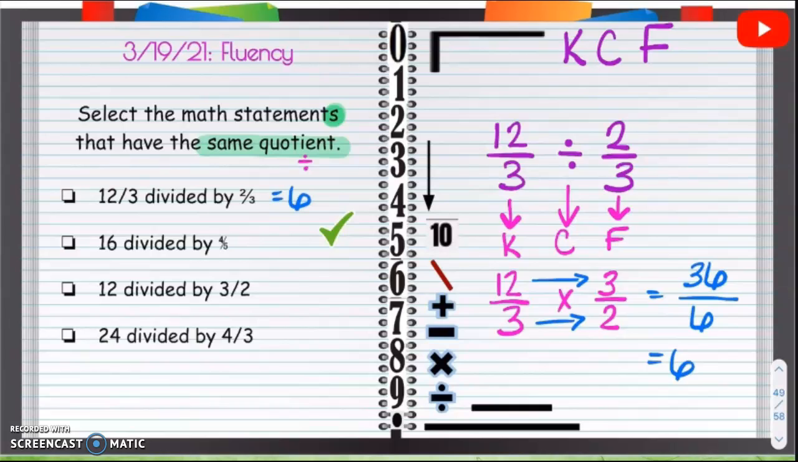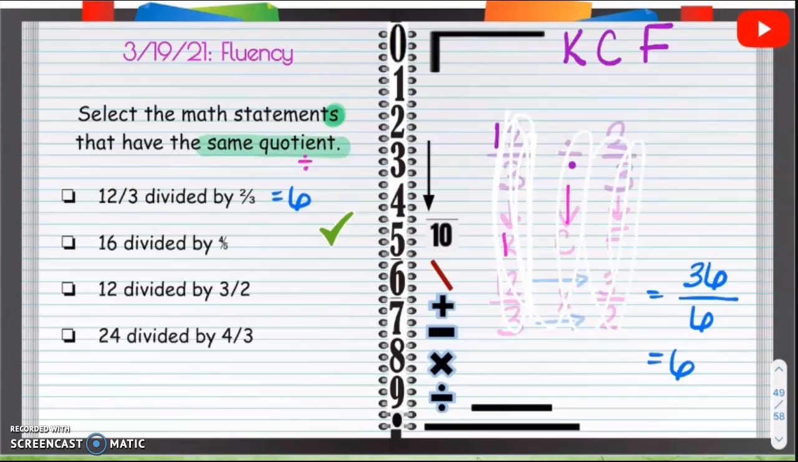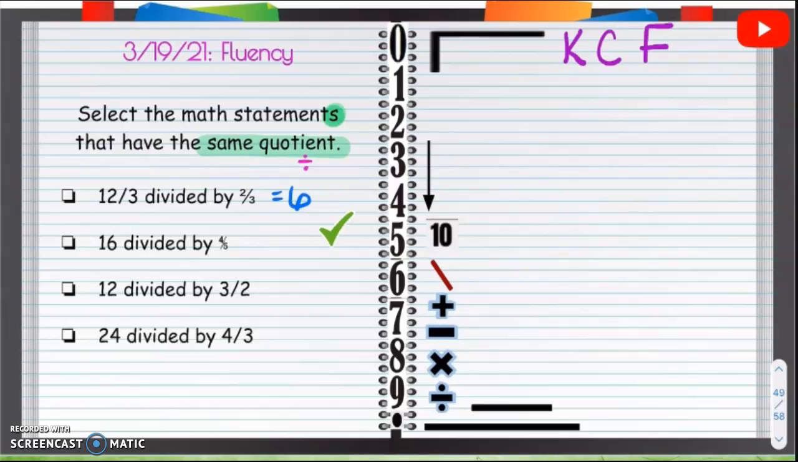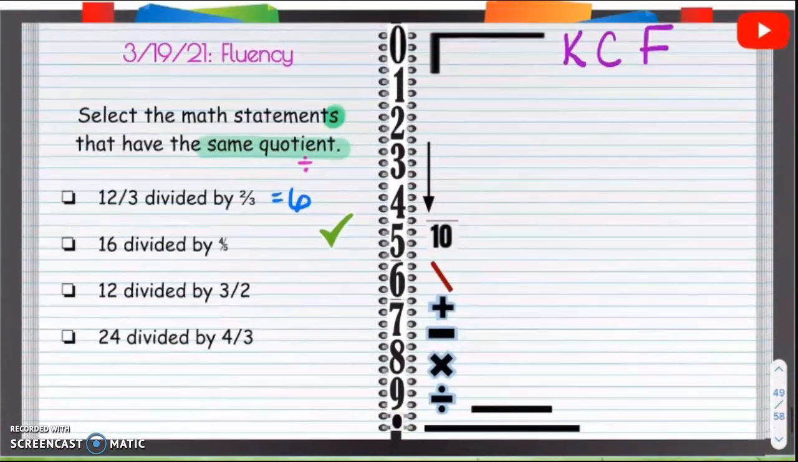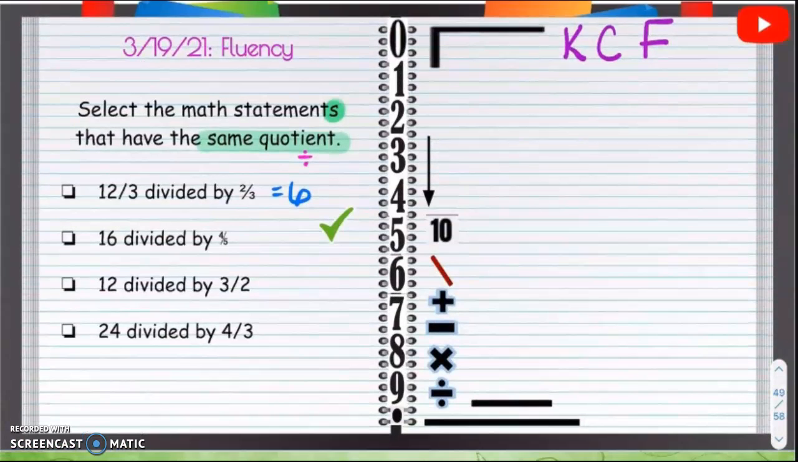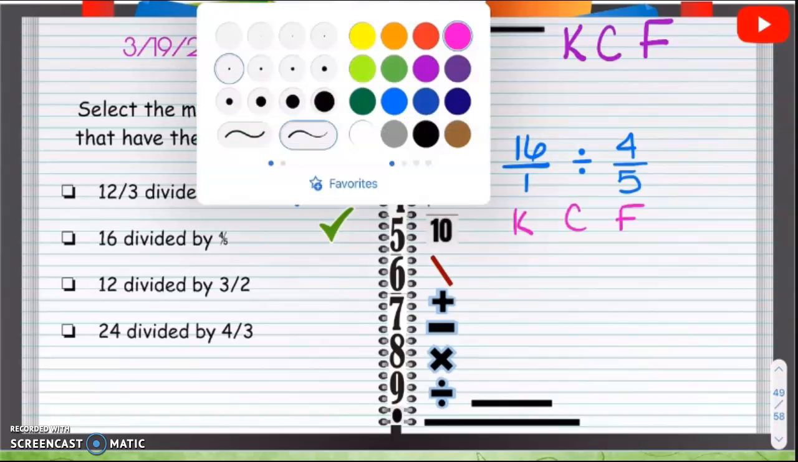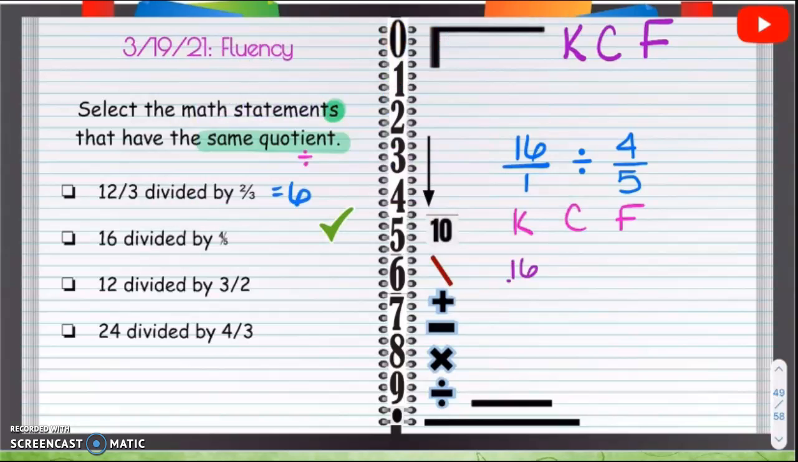Let's take a look at the next one. All right, so we're going to see which ones are the same. All right, 16 divided by 4/5. All right, so we have 16. And we can make that into a fraction by putting it over 1. Divided by 4/5. We're going to keep, change, flip. KCF, or Kentucky Fried Chicken with a twist. Kentucky Chicken Fried. We're going to keep 16 over 1.